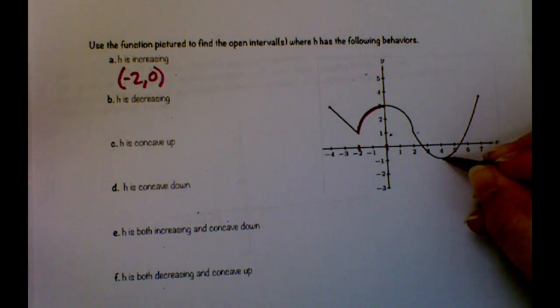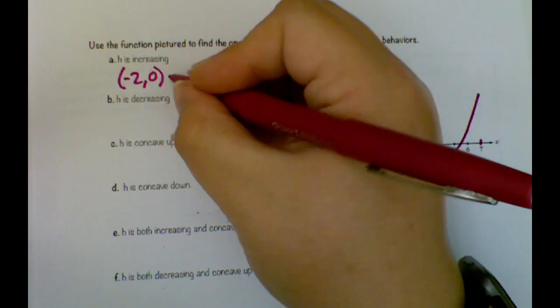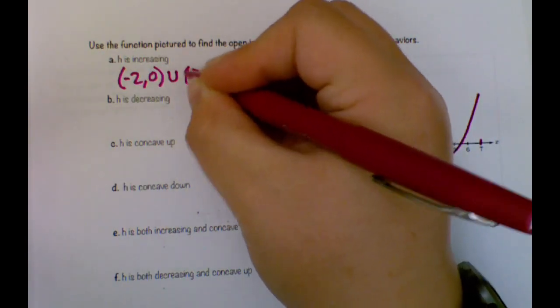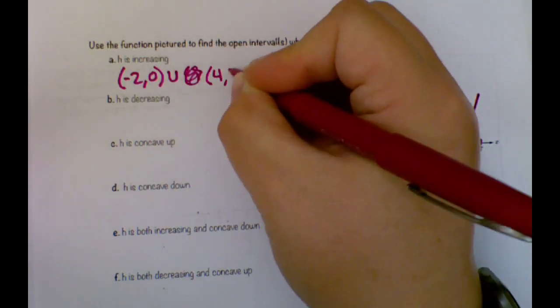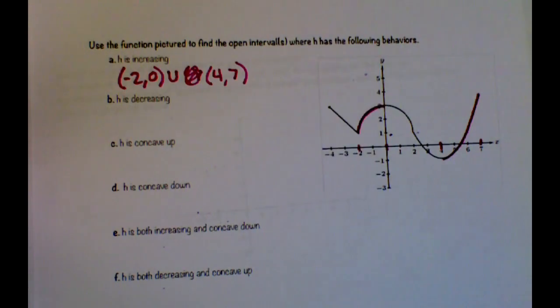Now I look at my graph to see if there's anywhere else that is increasing. Well, it is increasing right here on this part. So that's an x value of 4 until my x value of 7. So I put a union, 4 to 7. And there we have our increasing intervals.